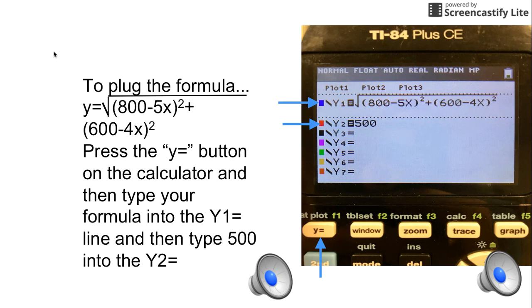To the third question of how long have the ants been marching when they are 500 feet apart from each other, we want to plug our formula into the calculator. To plug in the formula, we would want to plug in the function y equals the square root of (800 minus 5x) squared plus (600 minus 4x) squared. To do this, you press the y equals button on the calculator and then type your formula into the y equals 1 line, and then type 500 into the y equals 2 line.